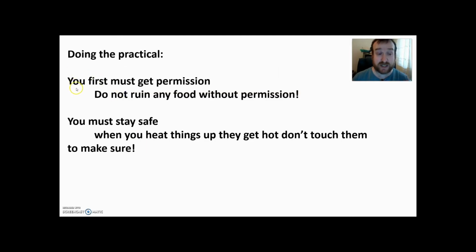Just to say it again, you have to get permission. Don't ruin any food without any kind of permission from somebody at home. Gotta stay safe. I was saying it in the video as well, but if you're going to be heating something, it will get hot. Don't burn yourself. Be careful, be sensible, and stay safe when you're doing it.